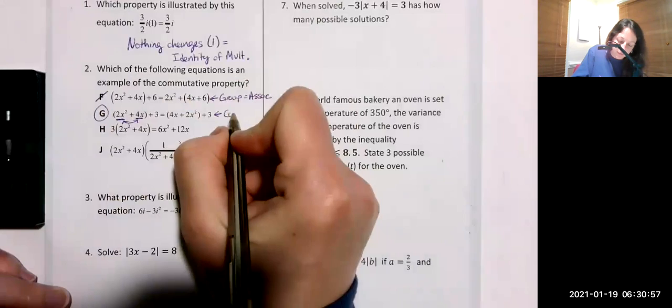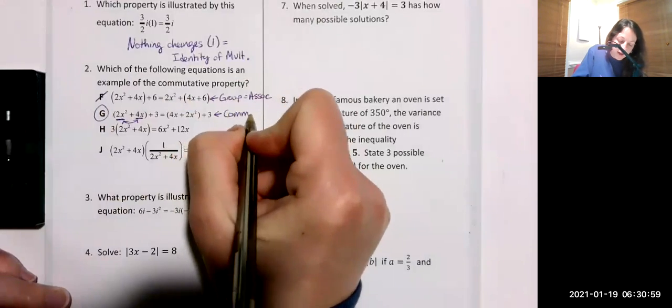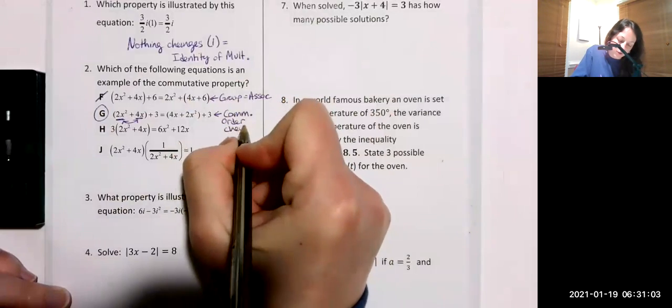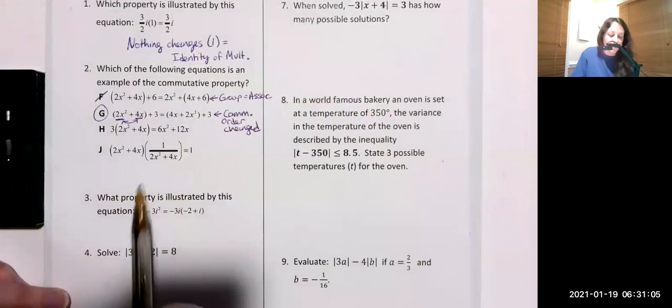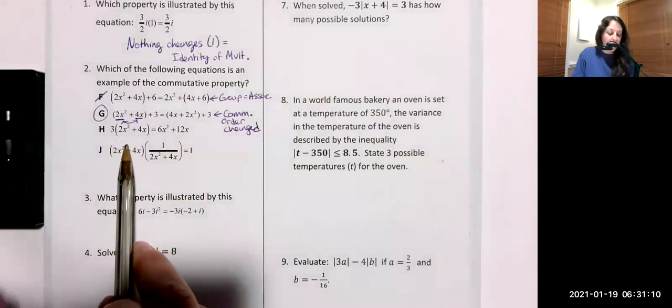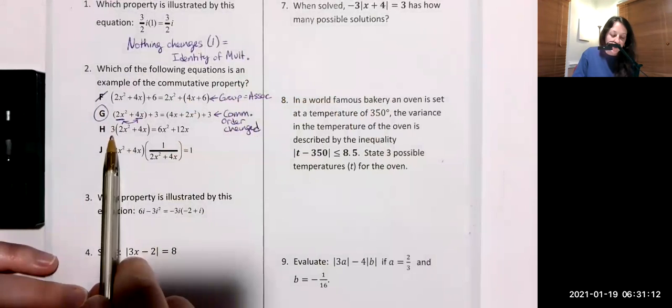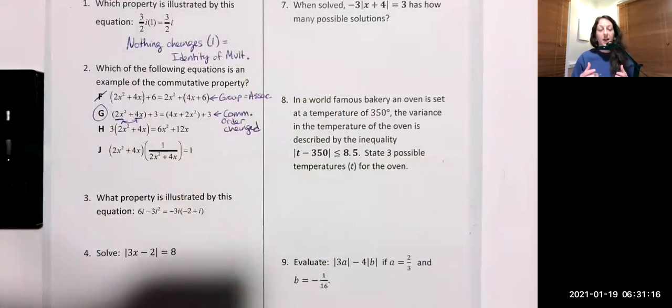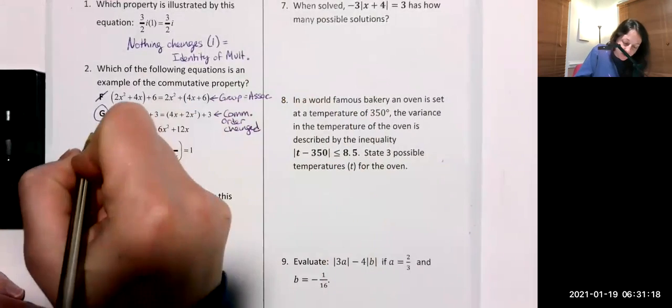This is commutative because the order changed. All right, if we look at H, we already answered it, but let's go ahead and look at H anyway. We had a 3 on the outside, and it is no longer there on the right side of the equation. When that happens, that is distributive.